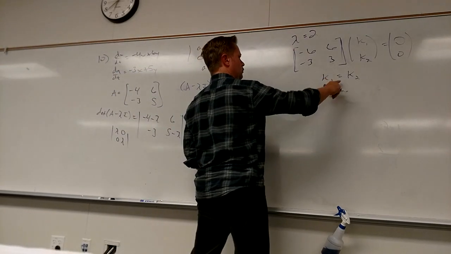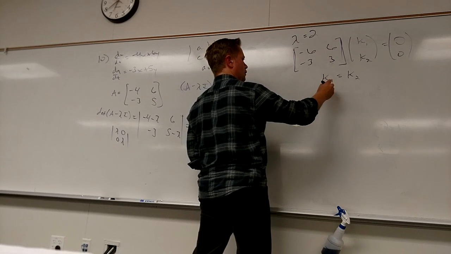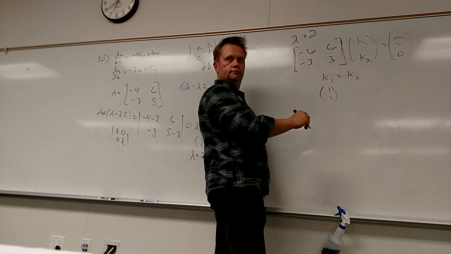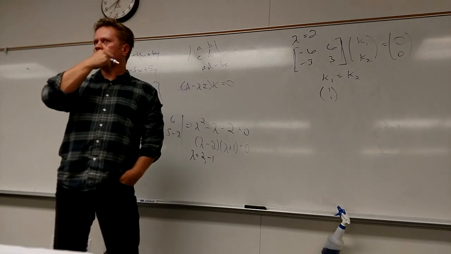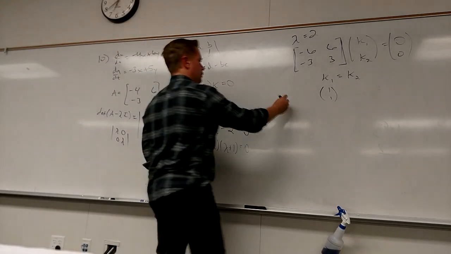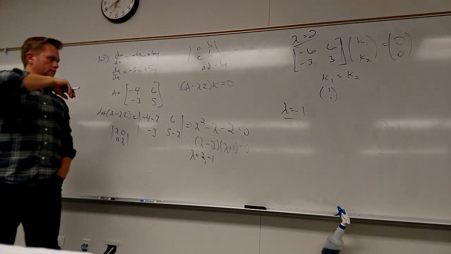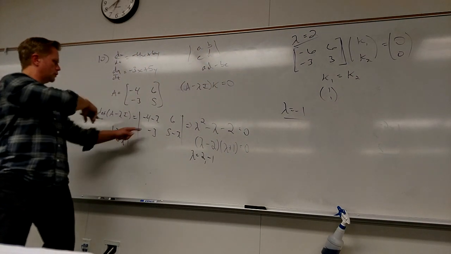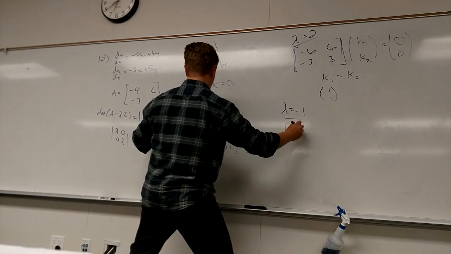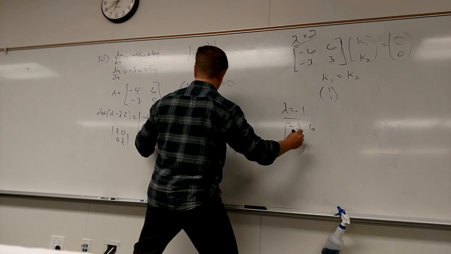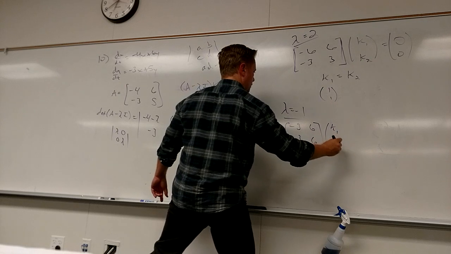So for lambda equals 2, I get k1 equals k2. So this would be 1, 1. Fundamentally, C1 times 1, 1. K1 equals K2. And for lambda equal -1, you do the same thing. So it would get, what is it, -1, so -3, 6, -3, 6. Well, that really is in your face that they're the same thing.